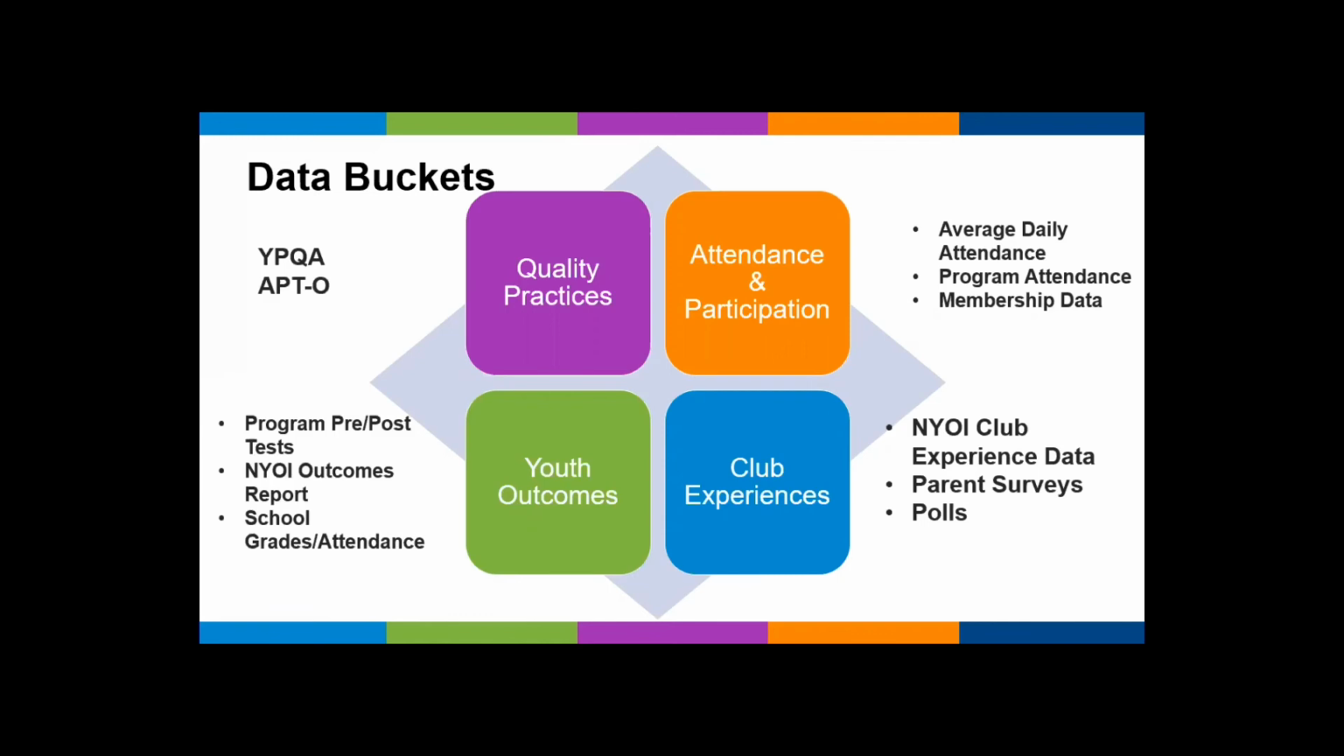Then we get to how are you feeling at the club? Like, are they feeling safe? Do they have what they need to participate? What are they getting out of it? And that's all of our NYOI club experience data. In our youth outcomes bucket, we're looking at our NYOI report, school grades and attendance, program pre-post tests. Maybe you have statewide testing scores that you get. The sort of the ultimate, like, what are we able to do to improve the lives and well-being of young folks?